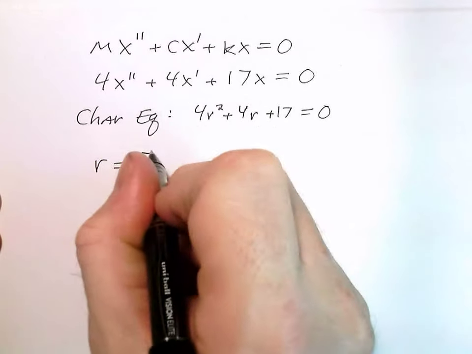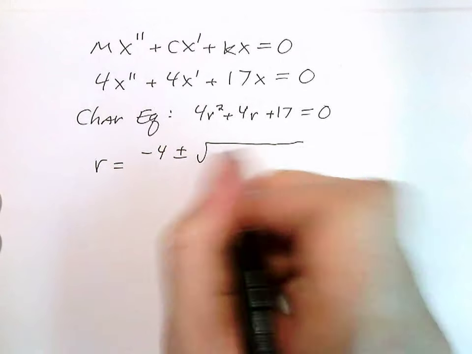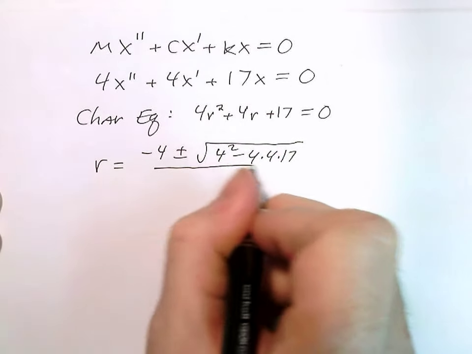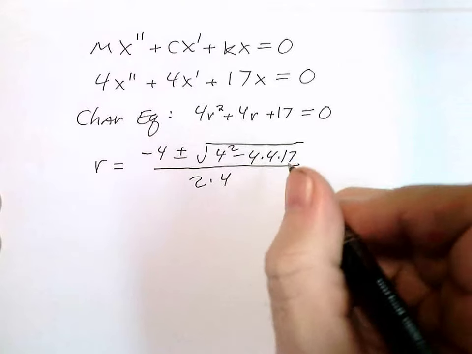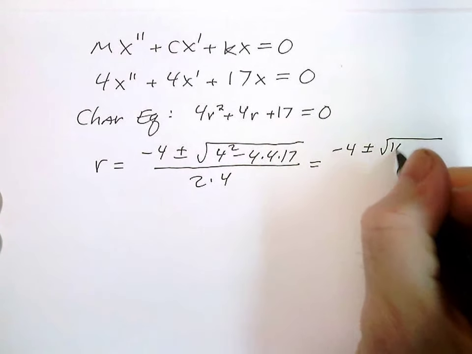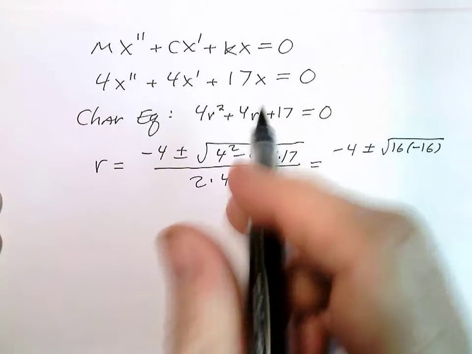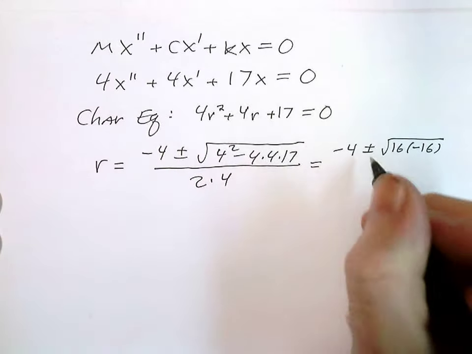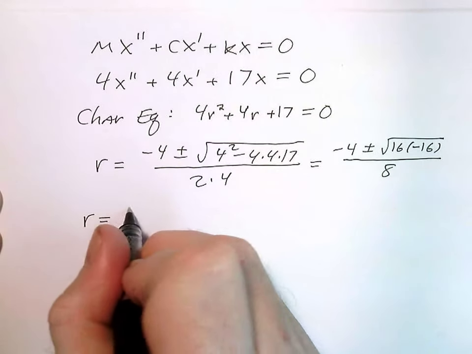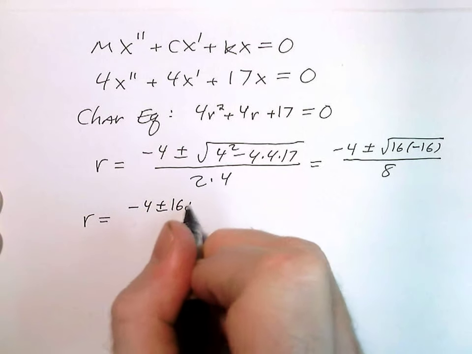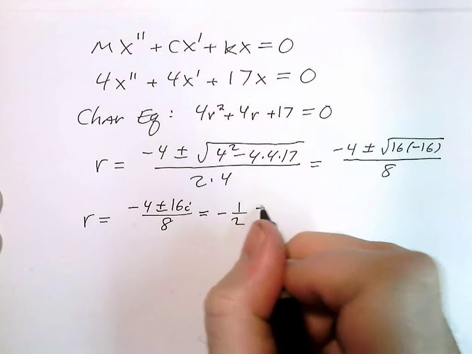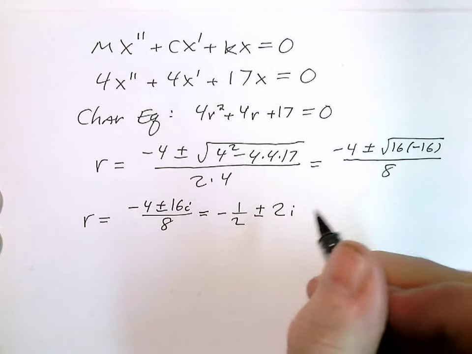My r here is going to be (-4 ± √(4² - 4·4·17)) / (2·4). This works out to be (-4 ± √(16 times -16)) / 8, because I can factor out a 16 and I'm left with a negative 16. So my r is (-4 ± 16i) / 8. I want to write this as: the real part is -1/2, and the imaginary part is 2i.